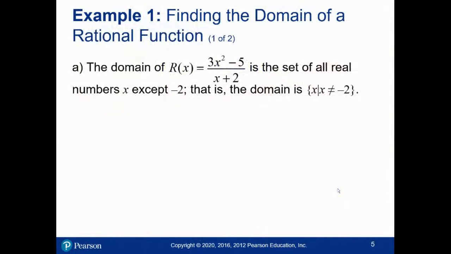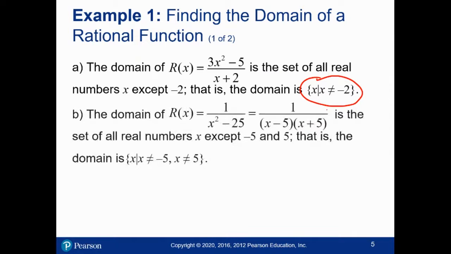So let's look at the following rational function. The numerator is 3x squared minus 5. That's a nice polynomial of degree 2. The denominator is the polynomial x plus 2. That's a linear polynomial, a polynomial of degree 1. So the domain is all real numbers except where the denominator is 0. Where is the denominator 0? If x is minus 2. So the domain is all of the x's that aren't equal to minus 2.